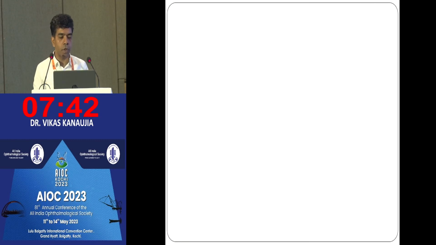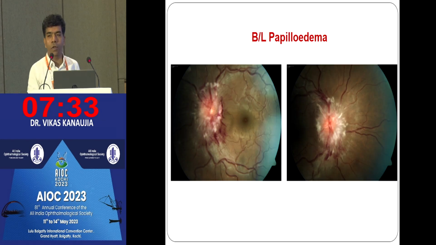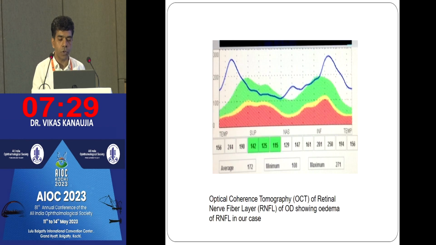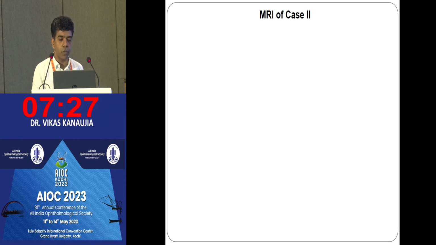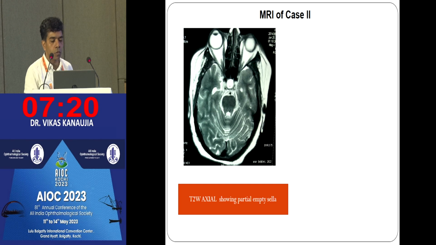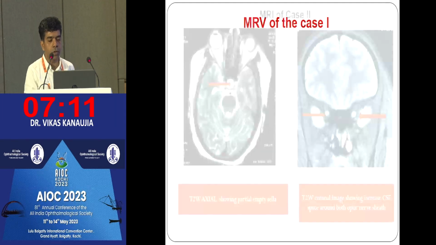So I present my first case. It was a 50-year-old female who presented with complaints of headache, tinnitus, and decreased vision in both eyes in the last 8 to 9 months. The vision was 6/12 in both eyes. This was the fundus picture. This was generalized constriction of field. The RNFL was raised, as you see, and this was a T2 weighted axial image of the brain. You can see this is showing a partial empty sella, the arrow indicates, and increased CSF space around the optic nerve sheath.